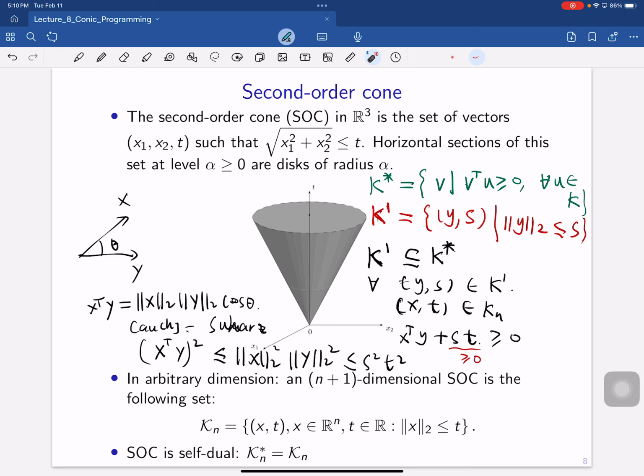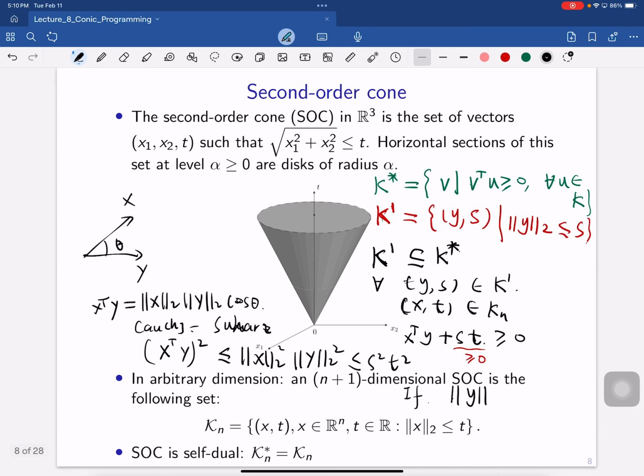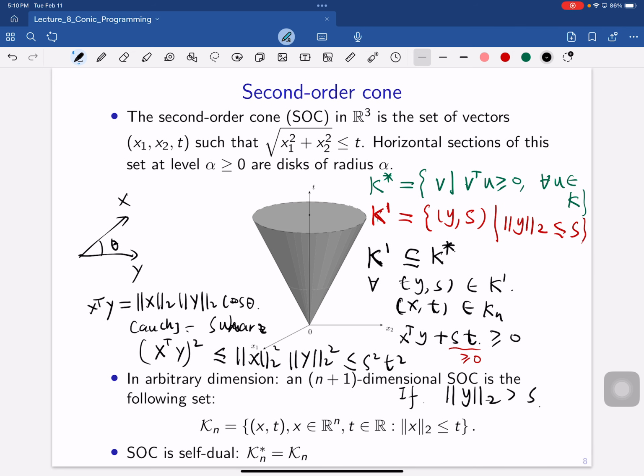So now this is not complete yet, right? Because we also need to show that if a vector is outside K1, then it violates the definition of the dual cone. Okay, so step 2 of the proof is if you have some point y and s such that the 2 norm of y is greater than s, then you should pick a point in the original cone such that it violates the definition of the dual cone, right? So which point should you pick to show this violation?